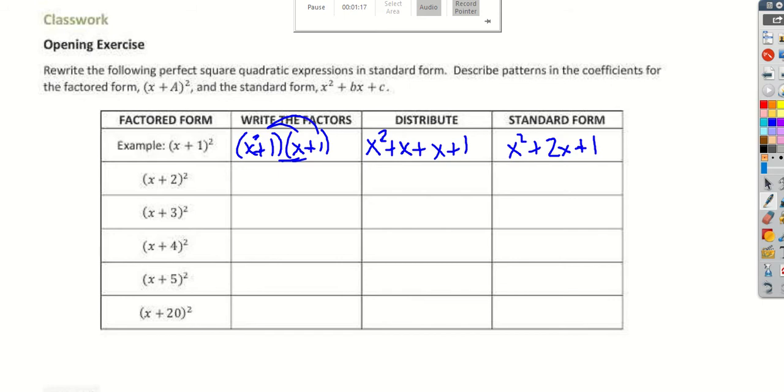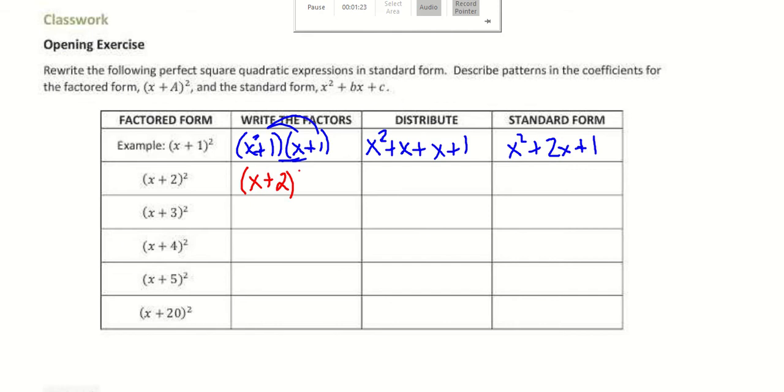All right. And the same thing with the second one. So we have x plus 2, and then we have x plus 2. And so we distribute, once again, we're going to do the x's through. So x times x is x squared. X times 2 is 2x. Now we're going to distribute the 2. So 2 times x is another 2x. And then 2 times 2 is 4. So I get x squared plus 4x plus 4.